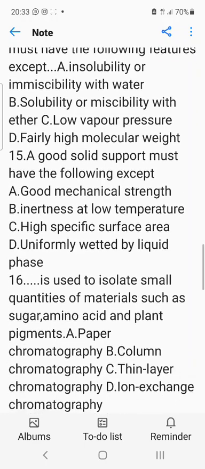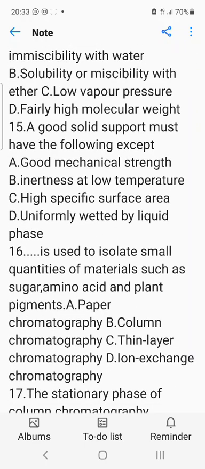Number 15. A good solid support must have the following except. A, good mechanical strength. B, inertness at low temperature. C, high specific surface area. D, uniformly wetted by liquid phase.